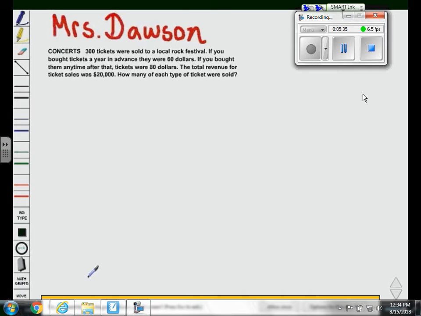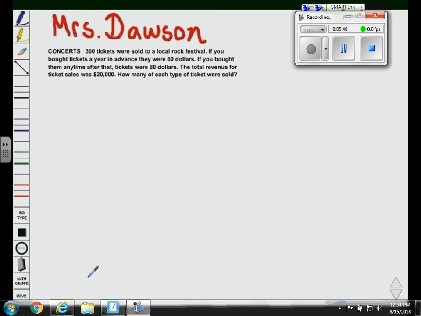Concerts. 300 tickets were sold to a local rock festival. If you bought tickets a year in advance, they were $60. If you bought them any time after that, tickets were $80. The total revenue for ticket sales was $20,000. How many of each type of ticket were sold? Let's use a systematic guess and check to find the correct number of each type of ticket sold.